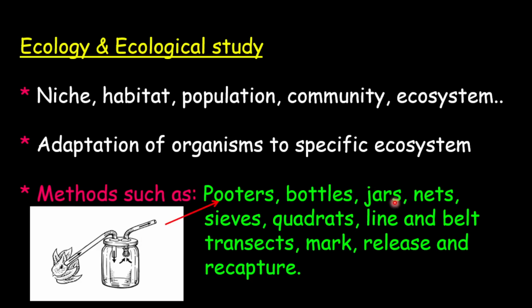You may use bottles, you may use jars, you may use nets, you may use sieves, you may use quadrats. And quadrat, you need to know what a quadrat is. Those are pretty much square or rectangular shapes divided into smaller segments or quadrats, you call that. Those segments, those are called different quadrats. You may use line and belt transects as well.